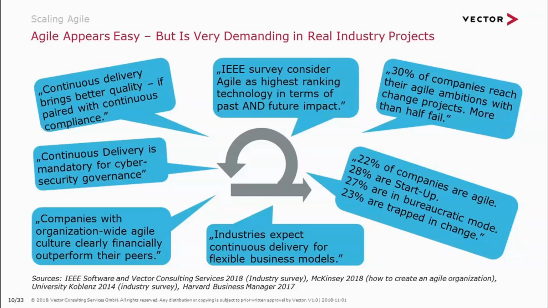About 30% of the companies reach their agile ambitions, half typically fail. If we look into the setup, we see that about a quarter of the companies are really agile. Another quarter is what we call startups, which by definition are rather agile. Yet another quarter is more in a bureaucratic mode from which they are hard to really escape, and 25%, and that's a very big figure, is what we call trapped in change. That is, they try to break their previous development scheme but don't really proceed.